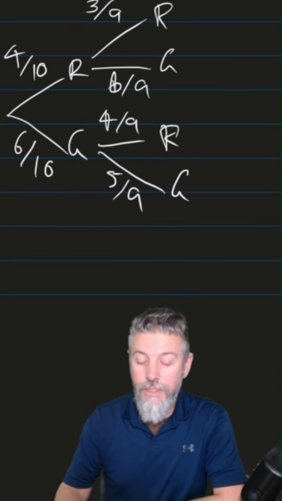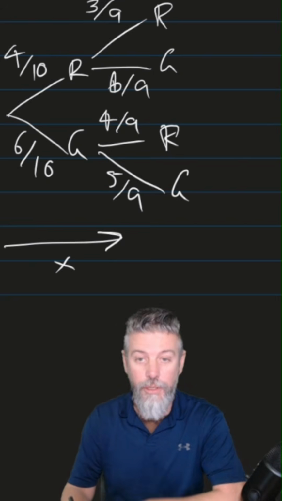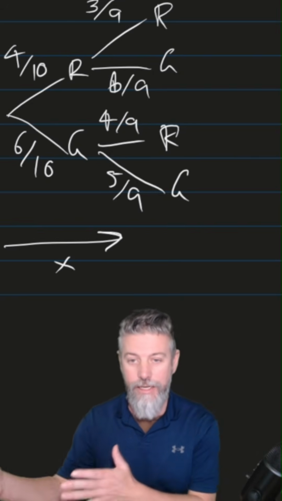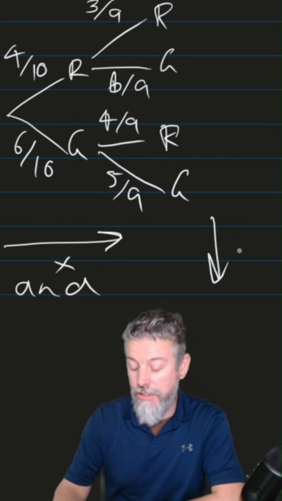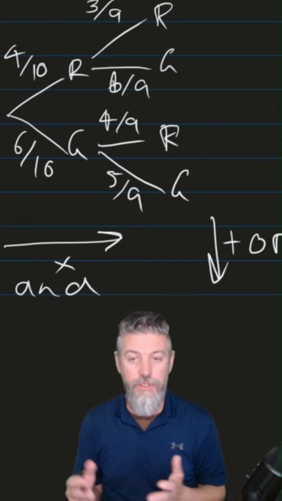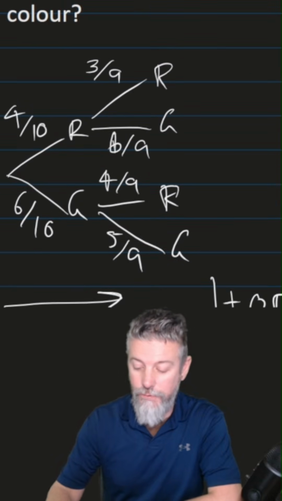Now, if you were ever doing calculations across a branch, you should always be multiplying, because this is the multi-stage event, red and green, red and red. So this is our "and". And if you're ever adding branches together, then that should be our "or". So red and red, or red and green. So we always try and use these terms in probability. So let's go and calculate some of these fractions.